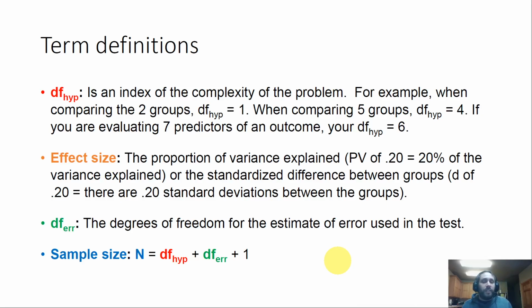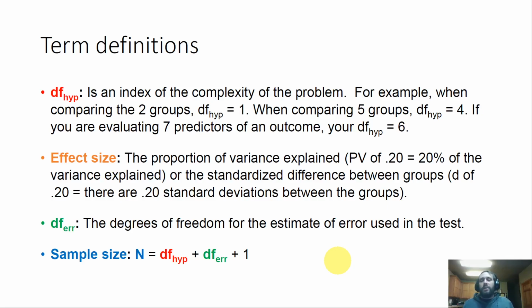So proportion of variance explained is that PV value. So 0.20 essentially means that 20% of the variance is explained. Additionally, a Cohen's d of 0.2 says there's 0.2 standard deviations between our groups. And if you remember back to that chart earlier, we're just showing that there are differences between these groups.